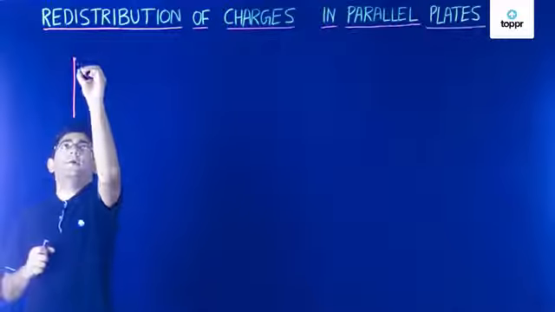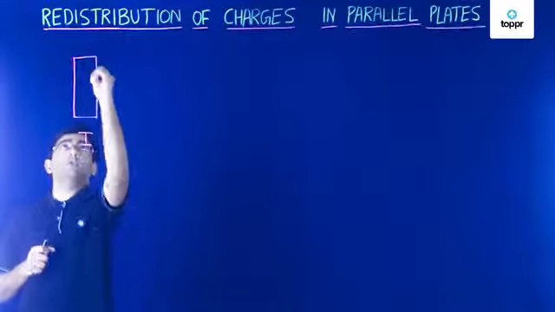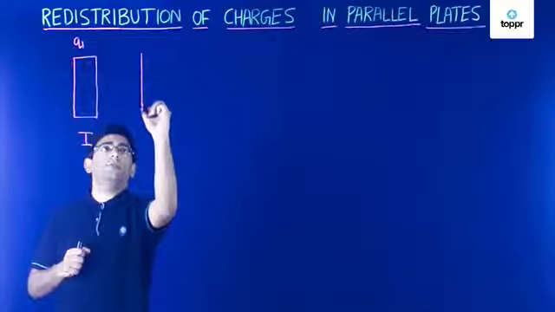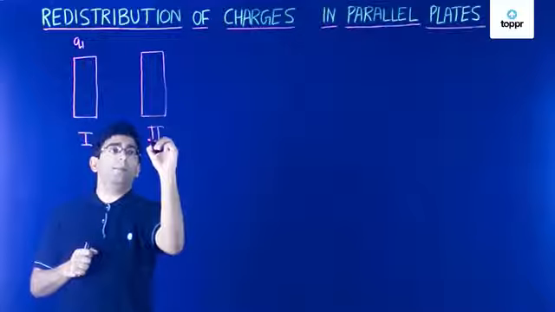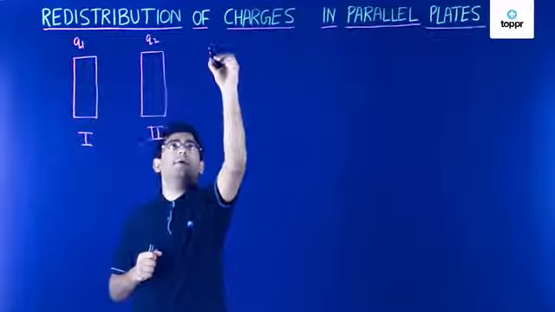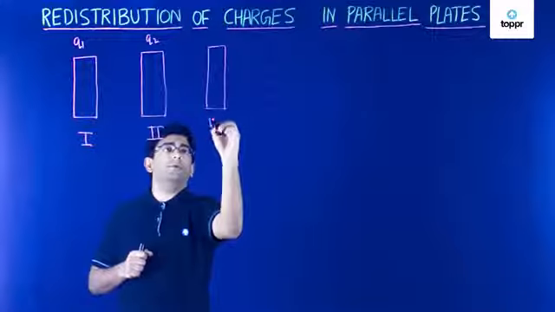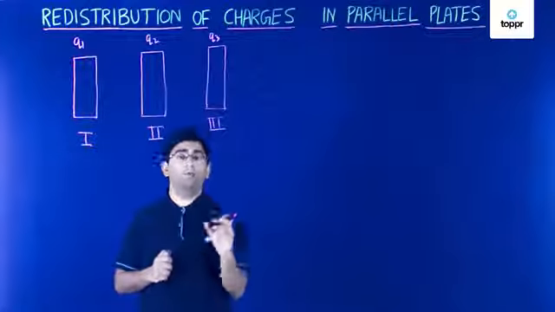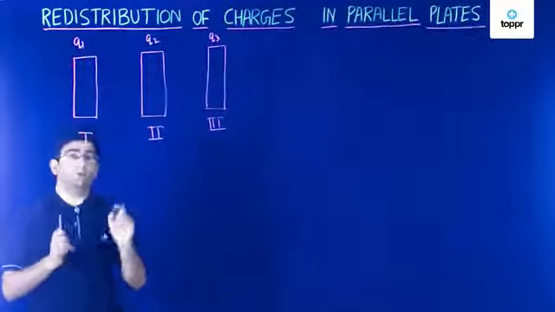So this is our first plate and its area of cross section is A, and let's say Q1 is the charge given to this plate, and this is our second plate, plate number 2, and it is also having the same area of cross section A, and Q2 is the charge given to this plate, and this is our third plate, and Q3 is the charge which is given to this plate. So we have to find out how the charges redistribute among themselves. So the basic approach remains the same.